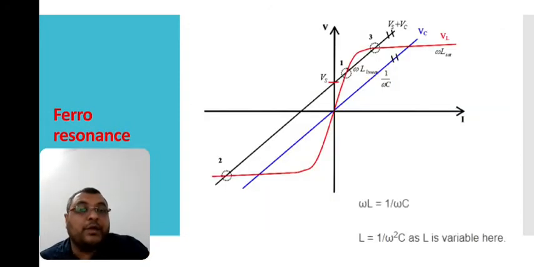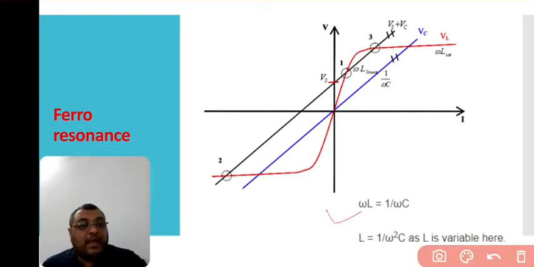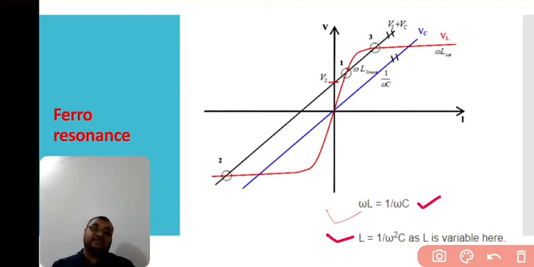I will show you how it follows that curve, the particular curve for which ferroresonance occurs. If we consider it mathematically, you can see over here omega L is equal to 1 upon omega C, and so L is equal to 1 upon omega square C, as L is a variable here. So that's how it happens.